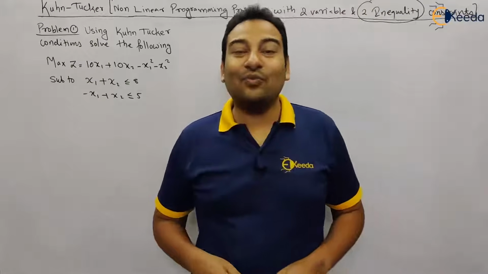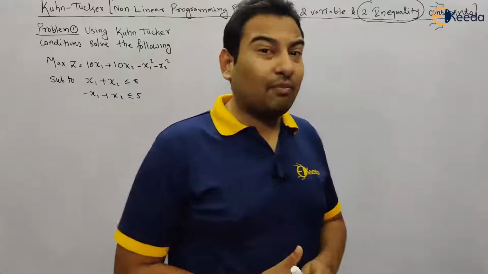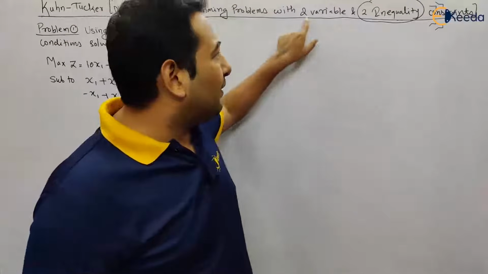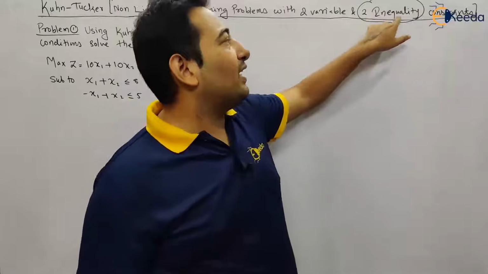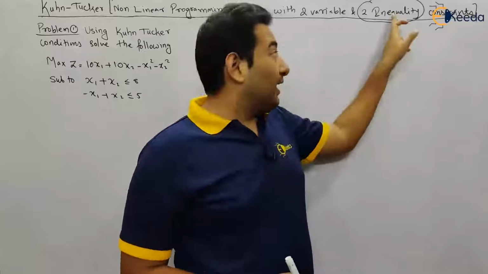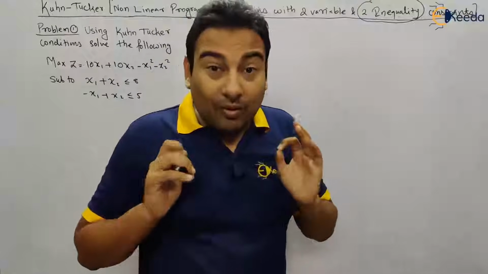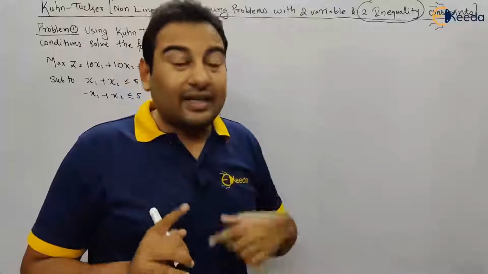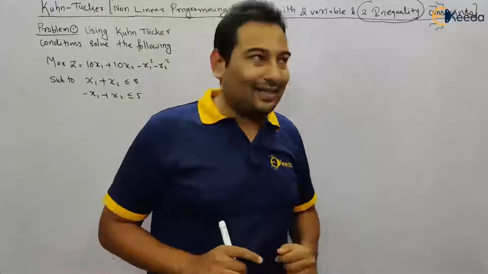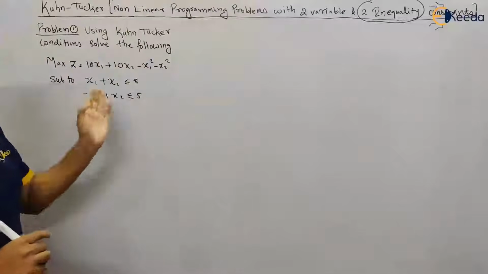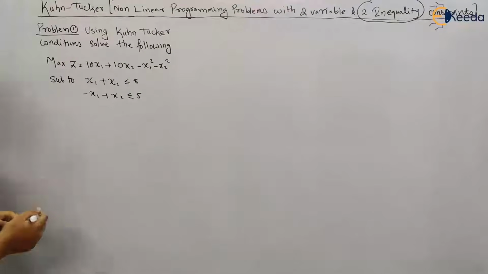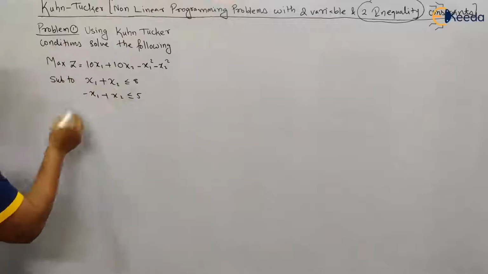Welcome back friends. Let us move on and discuss the Kuhn-Tucker problem, but now there will be two variables and two inequality constraints. Inequality is a must, as discussed a number of times. If it is equality, then the problem belongs to Lagrange's method. So let us move on. Here there are two variables and two inequality constraints, and this is the given problem.